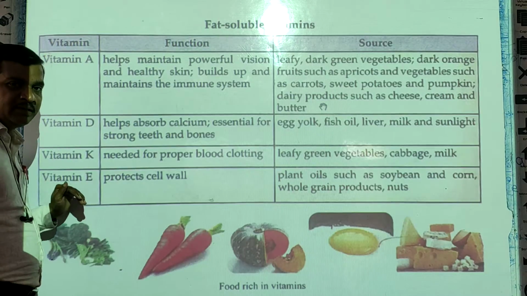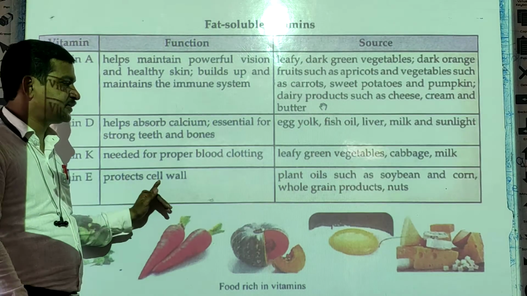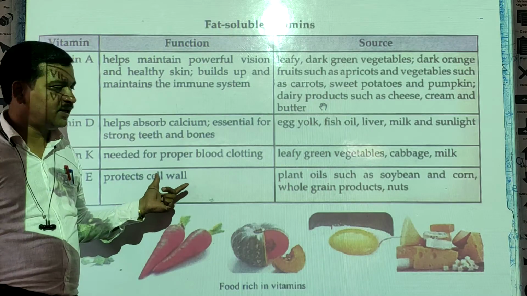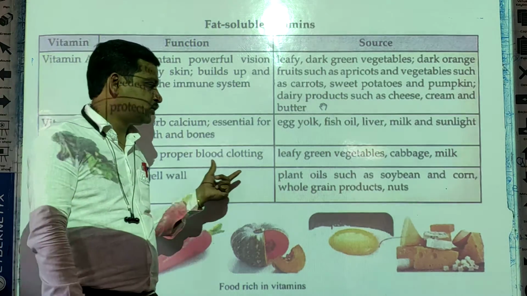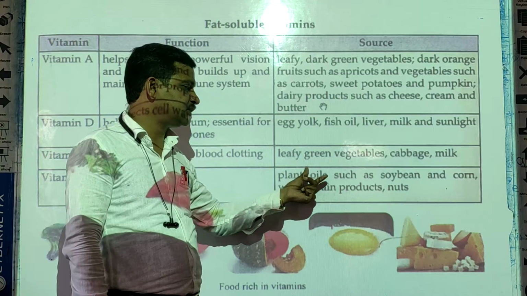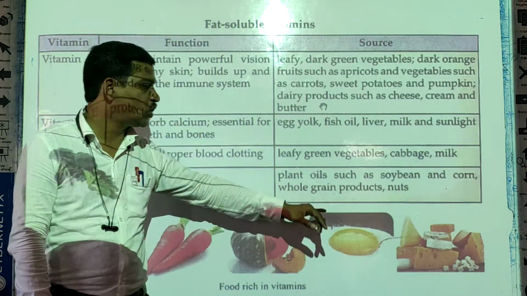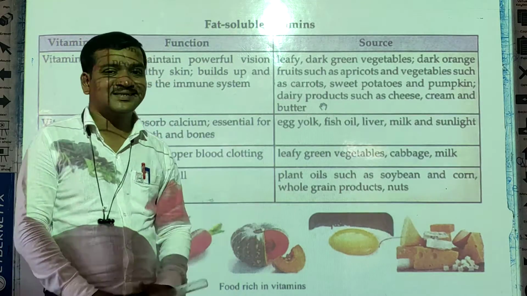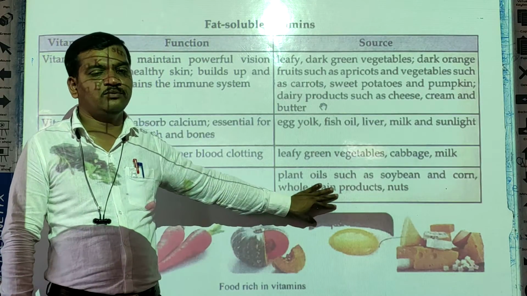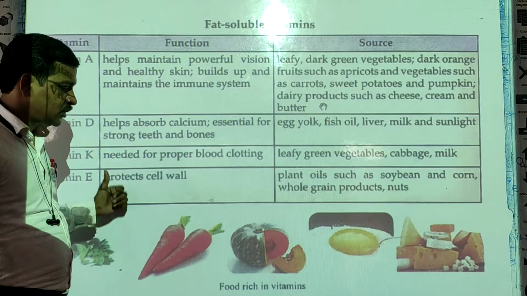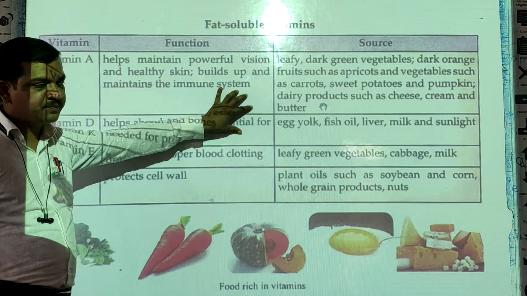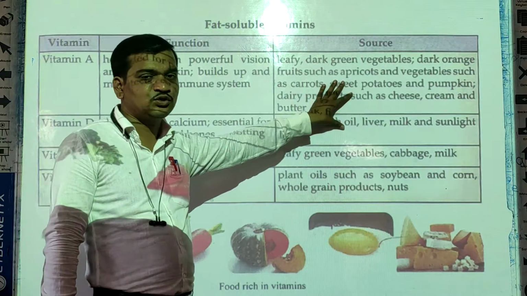Last one, vitamin E, which protects the cell wall. This vitamin E's function is to protect the cell wall. So what are the sources? Plant oil such as soybean and corn, whole grain and nuts. These are the sources of vitamin E. So I hope you understood the fat soluble vitamins, their functions and sources.